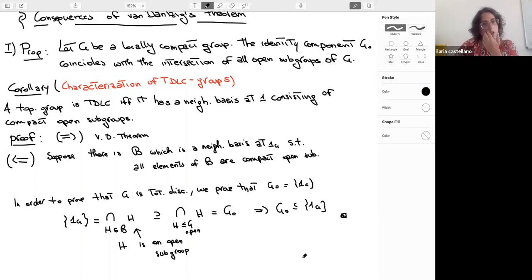Okay. So now we know that whenever we have a group with such a basis, then we can directly claim that this group is totally disconnected and locally compact. And this is what we are going to do in the second part of the lecture, when I will present some examples.